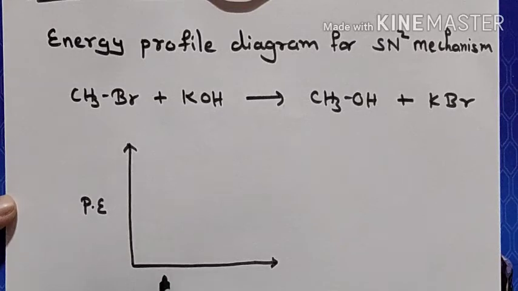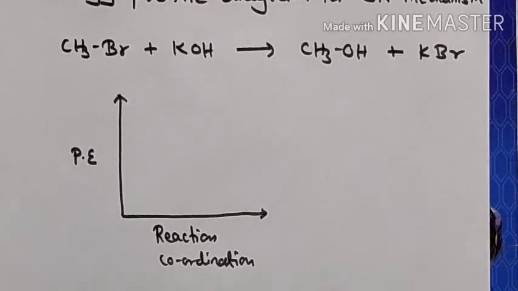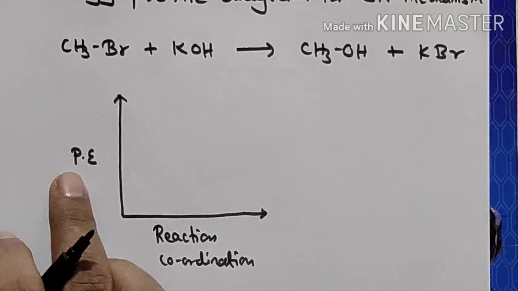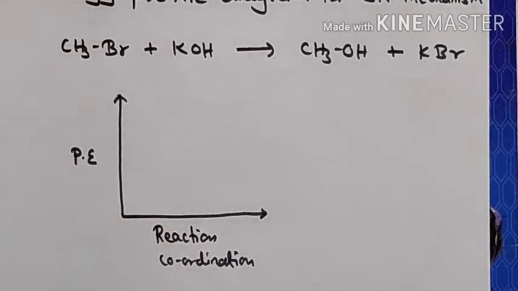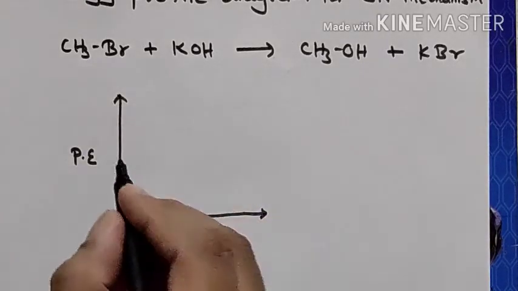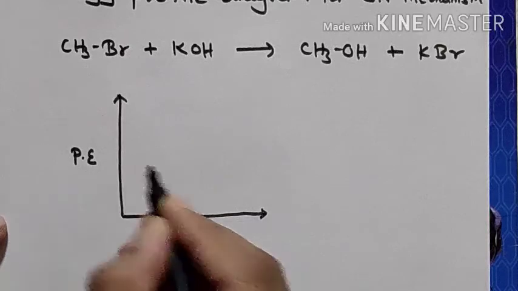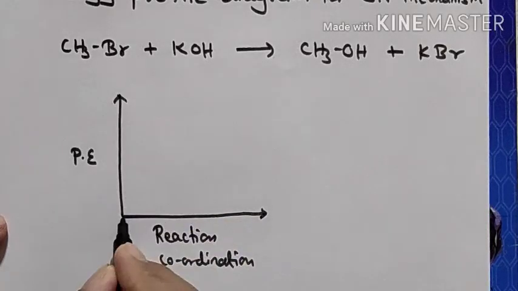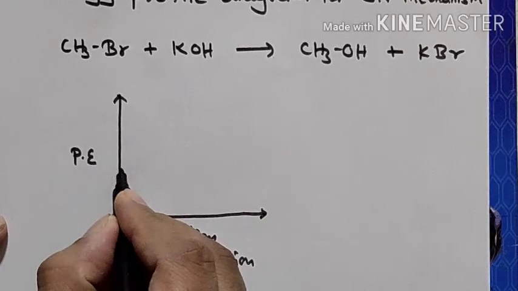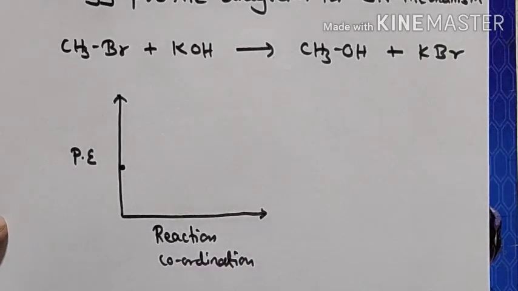This is called the reaction coordinate, which means how the reaction proceeds. Okay, see, when we start with the reaction, we have a reactant, right? And the reactant has some energy. Suppose this is the start of the reaction. So at the start of the reaction, this is the energy of the reactant.